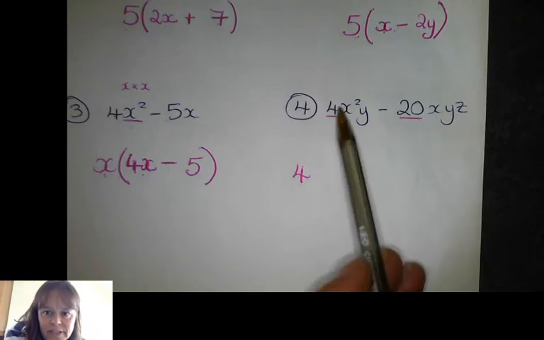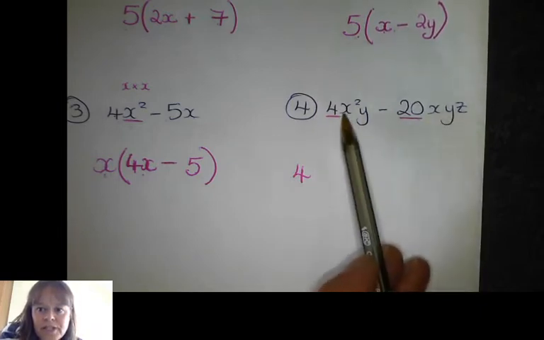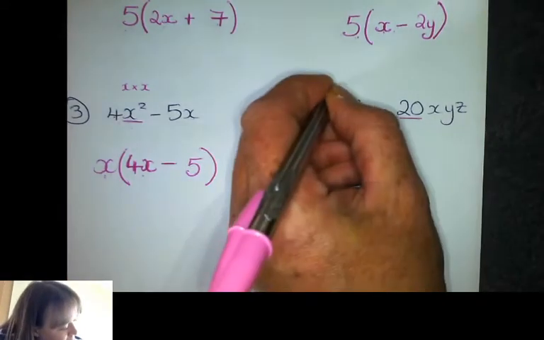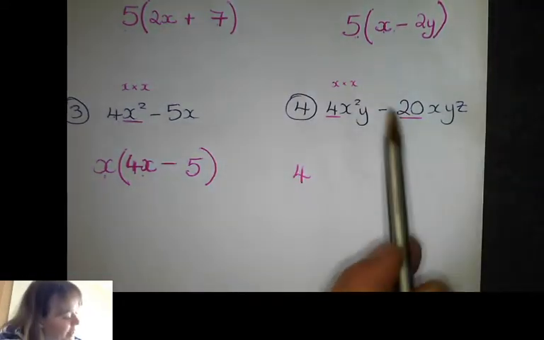But I haven't quite finished, because there's all sorts of other things here, and I need to check whether any of those need to go out the front as well. So look, I've got an x squared. Remember that meant x times x. And I've got an x.